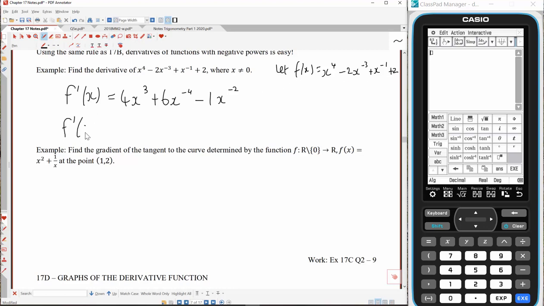All right, so probably the last thing to do on this one, and you don't have to do this unless it's really stated, but write your terms with a positive power.